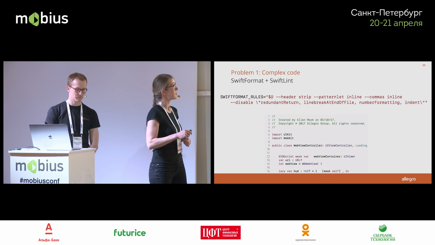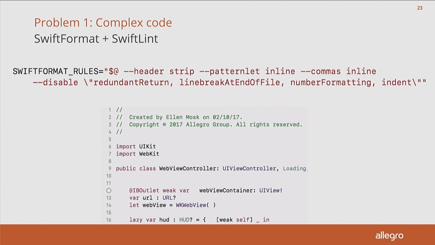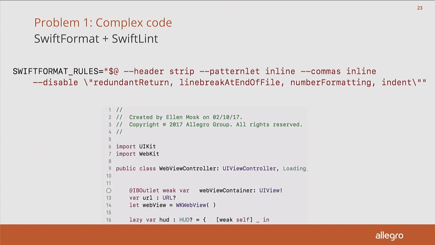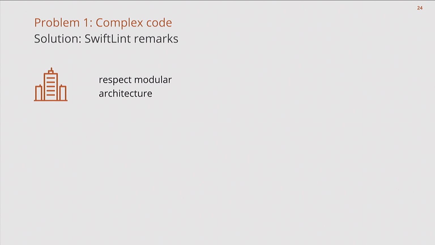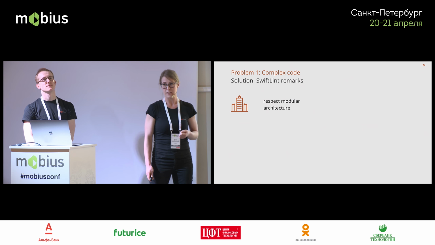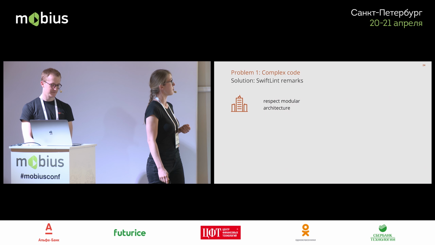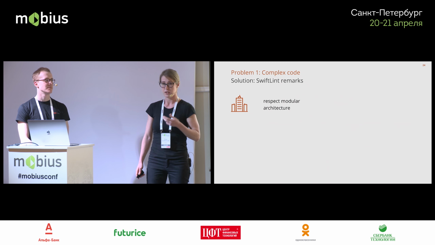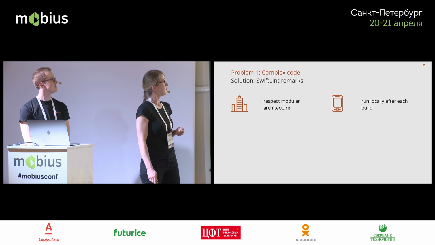So for example, we decided that we don't need a header appearing at the beginning of the file. We decided that we want to disable some of the rules, like number formatting. So this tool is also fully configurable. To sum up, we knew that formatting and linting procedures need to respect the modular architecture of the project. That was quite obvious to us, and we respect the different styles in different modules.